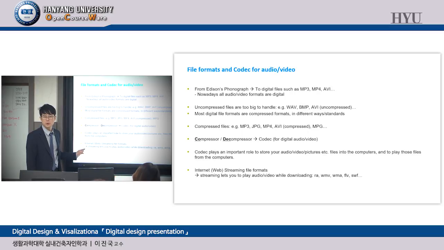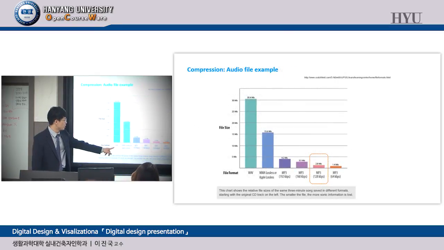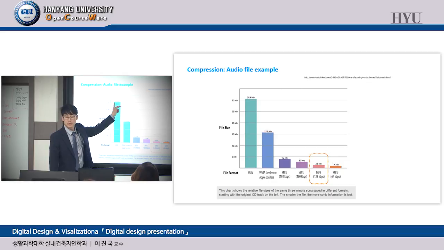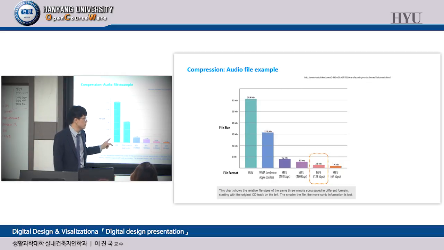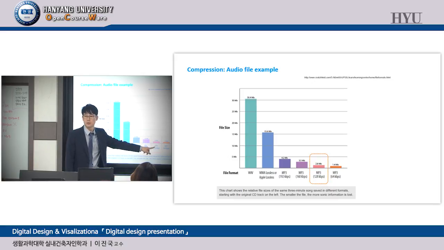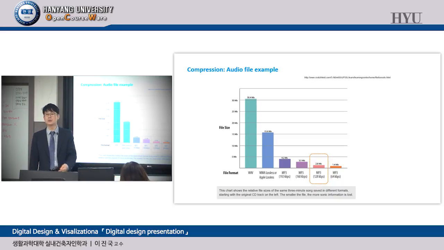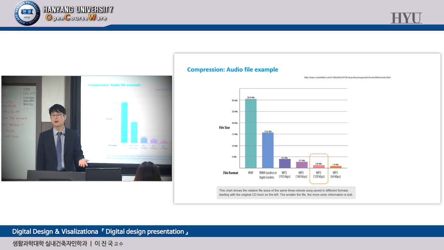Another one, web streaming format, such as YouTube video, okay? Let's compare an uncompressed WAV file, 30 megabytes, for 3 minutes of audio. But 3 minutes of audio can be compressed in MP3 format to 3 megabytes, okay? That is why we need to use compressed files. And we need decompressor software in order to play those compressed files, okay? That's why we need codecs.